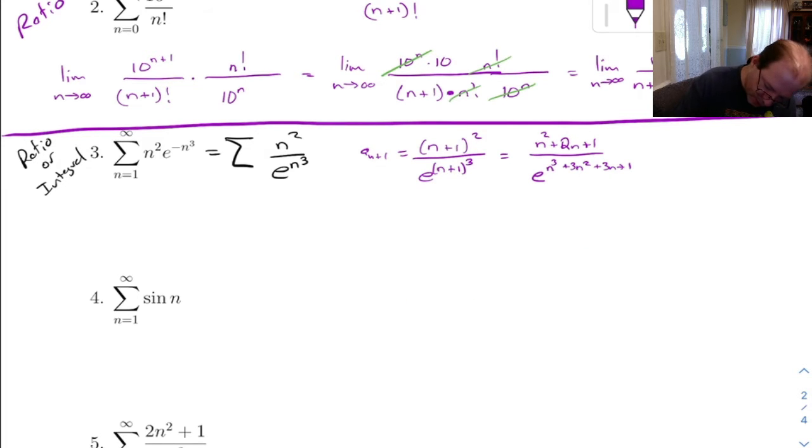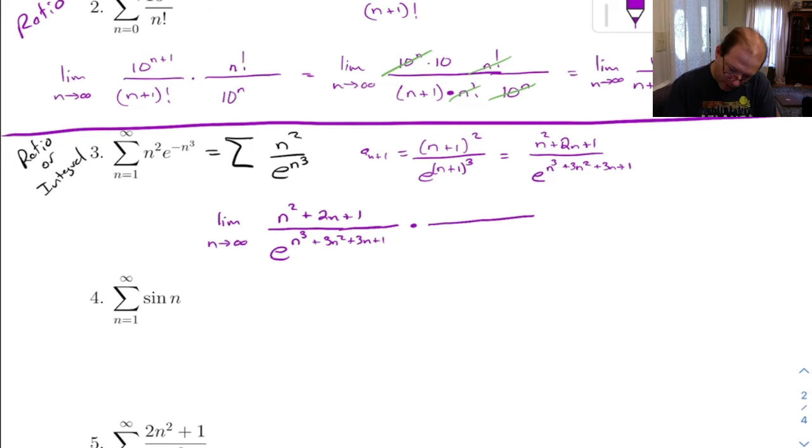So when you do the ratio test, take the limit as n goes to infinity. The n plus 1 term is going to be n squared plus 2n plus 1 over e to the n cubed plus 3n squared plus 3n plus 1. And what about over here? We've got to multiply by the reciprocal of the original. So that's going to be n squared on bottom and e to the n cubed on top.